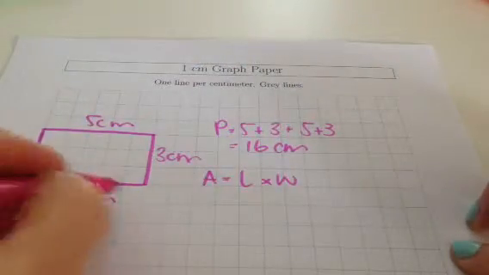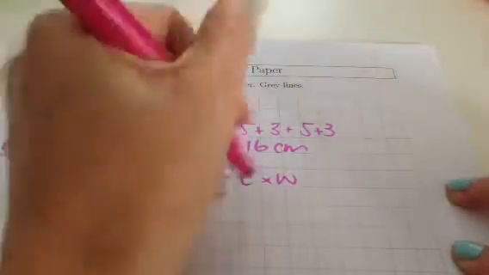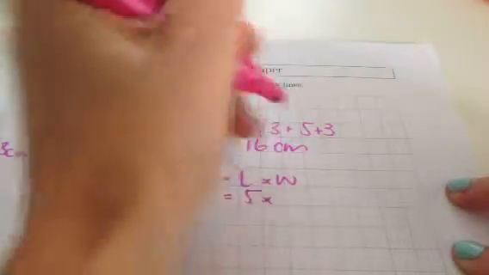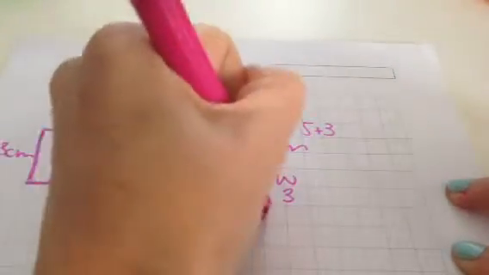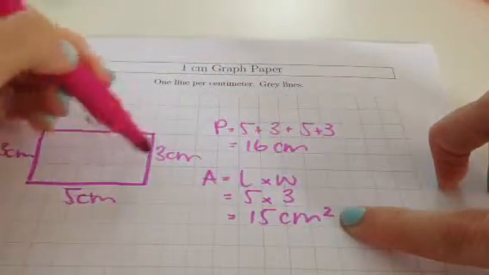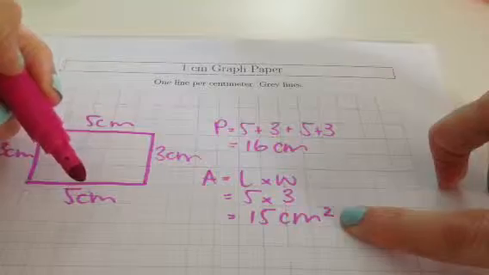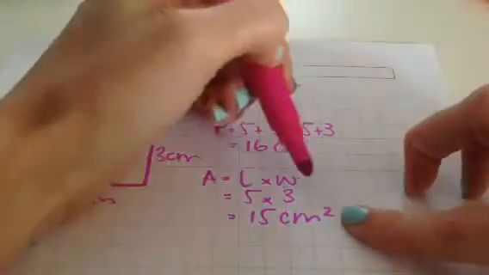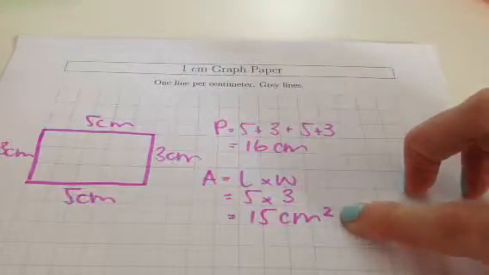Now to find the area, the formula is length times the width. So we've got our length times our width. So our length times width equals 15 centimetres. And when we measure area, we have to remember to put a squared in because we're measuring 2 dimensions of a shape. So we measure in centimetres squared for this result.